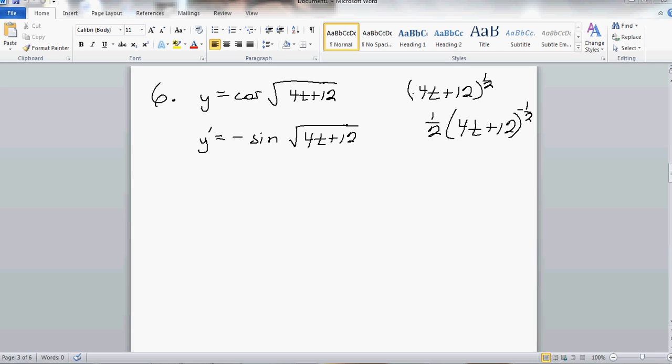Well, the inside is 4t plus 12. Well, not the derivative, the inside is 4t plus 12, so the derivative would be 4. So we have to multiply this whole thing by 4. Now realize that's still just an attempt to try and figure out what has to be multiplied by here. So 4 times 1/2 times this will equal 2 over the square root of 4t plus 12.